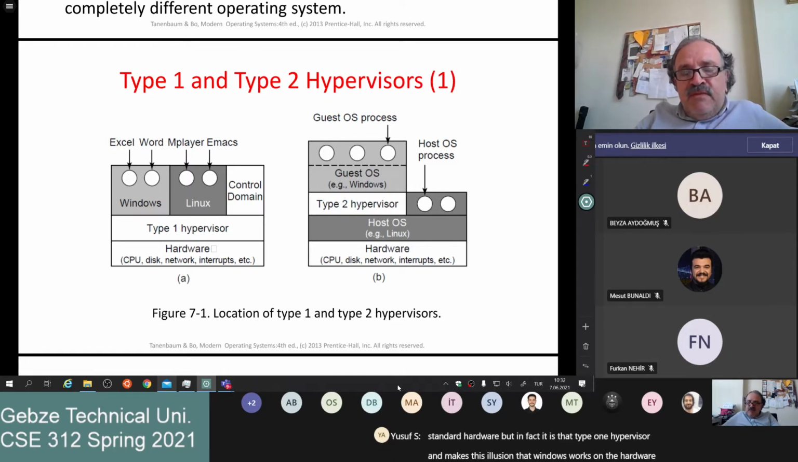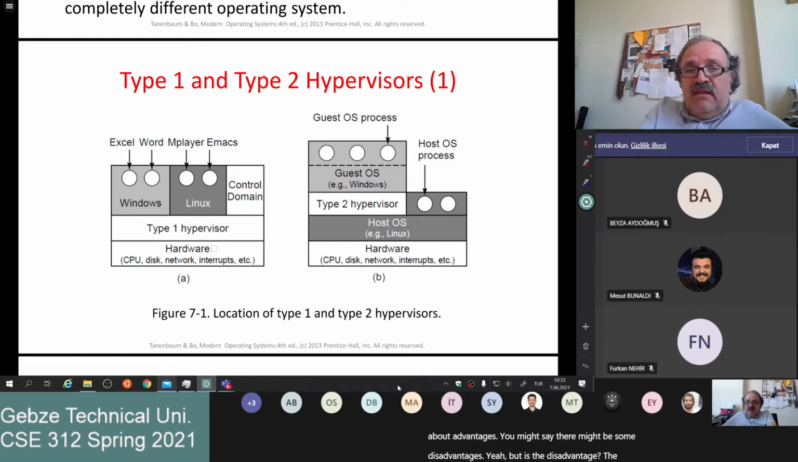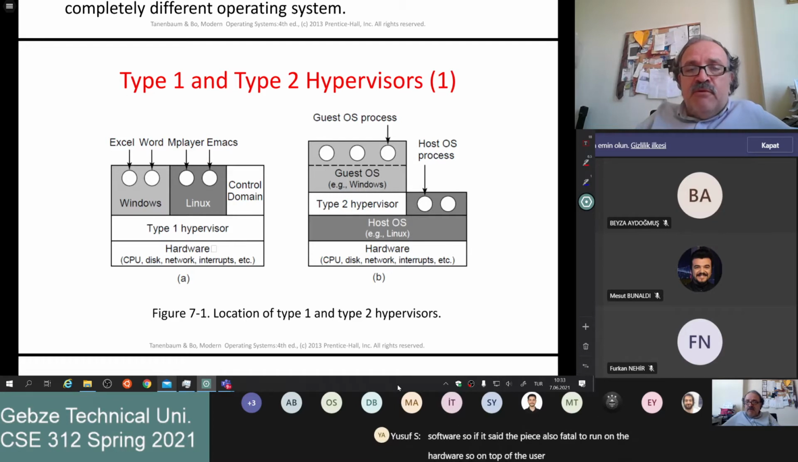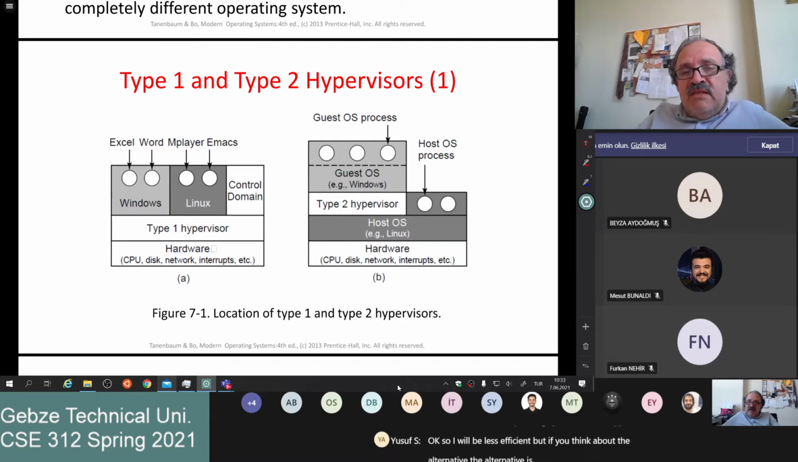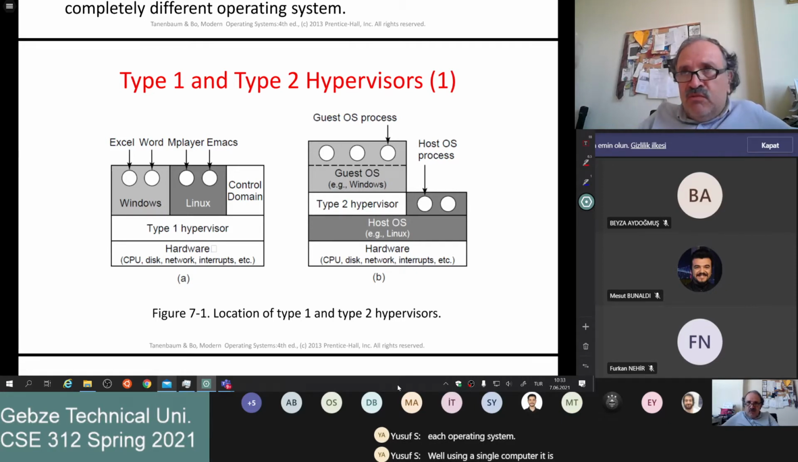So this kind of technique has several advantages. We call this virtualization, and we talked about the advantages. You might say there might be some disadvantages. Yeah, what is the disadvantage? The disadvantage is obviously like the operating systems. This is a piece of software. So if it's a piece of software, it has to run on the hardware. So on top of the useful stuff, I have to run this operating system and this hypervisor. Okay, so I will be less efficient. But if you think about the alternative, it is to have a separate machine for each operating system. Well, using a single computer is more efficient than using two computers, right?